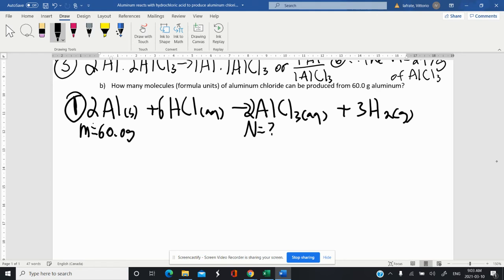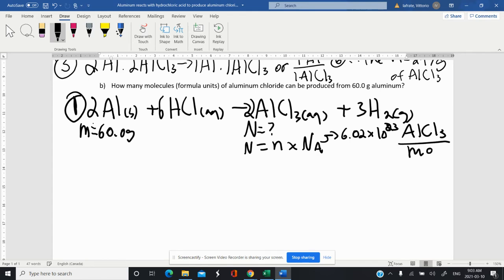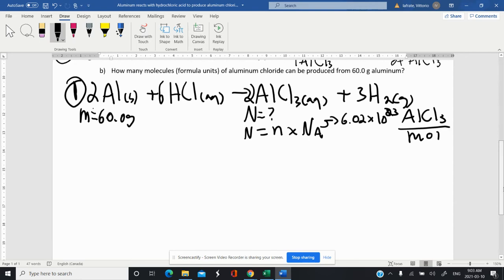Remember, the number of particles is equal to the number of moles times the Avogadro's number. We know Avogadro's number already, just a little reminder here. Avogadro's number is 6.02 times 10 to the power of 23 AlCl3 per mole. The reason I put AlCl3 there is because it's particles per mole, and in this case, the particles we're dealing with are the aluminum chloride particles.